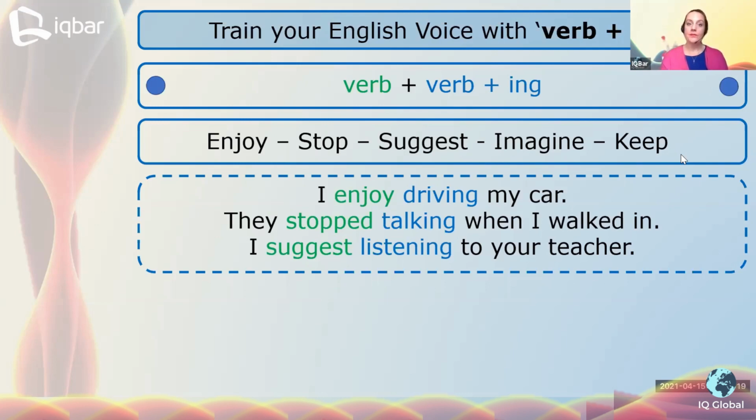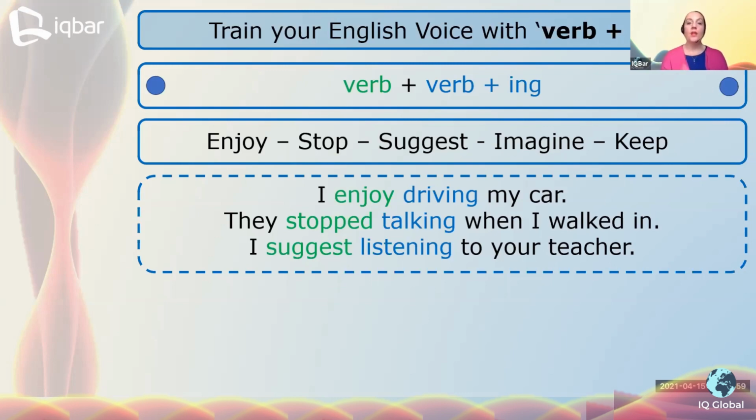Let's look at number 2. They stopped talking when I walked in. What is the action verb in this sentence? What do you think, Human? The 2 verbs, the first one is to stop. But what did they do? They stopped talking. Is talking the doing word? It is. It's an action. It's something I do lots of. Talking. So they stopped, first verb, talking, action verb plus ing, when I walked in.